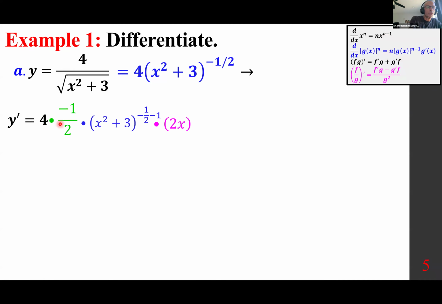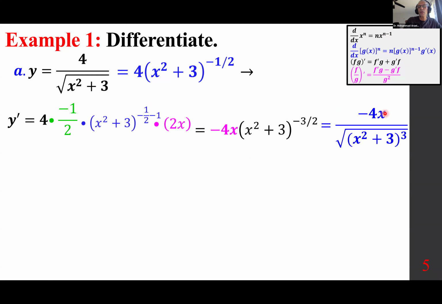Now, the product of these two is -2, with this one is -4x, and this one to the power of -3/2. We take it down, make it 3/2, positive, and the square root. So the final answer, -4x over the square root of x squared plus 3 quantity cubed.